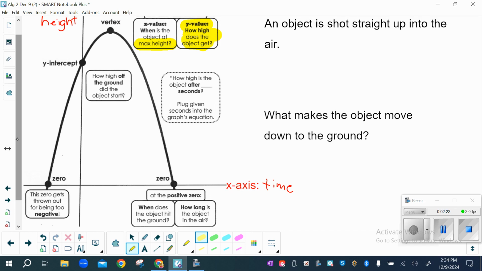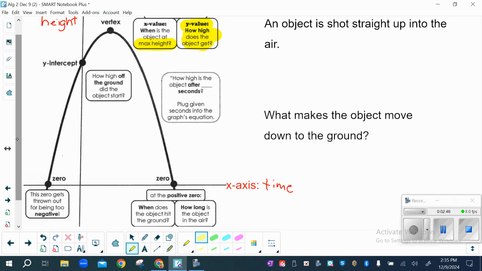We want to know when the object hits the ground. So when the object hits the ground, what's the height of the object? 0. Okay, so that's why it says 0. So you have a 0 as your height. And so that's going to be when did the object hit the ground, or how long was the object in the air? Because the object goes into the air and then it comes down to the ground.